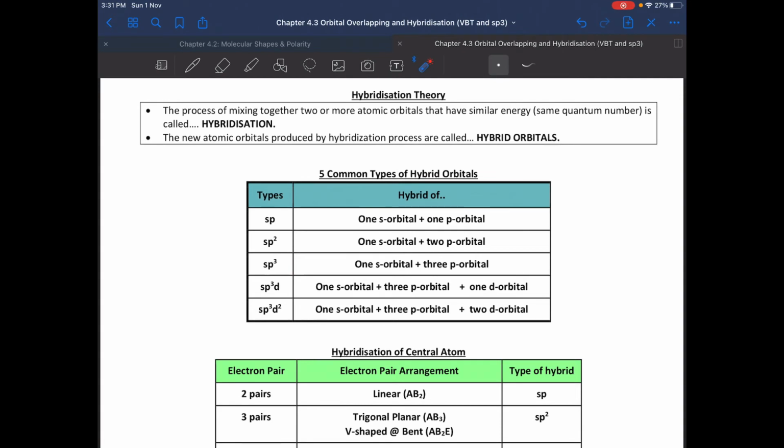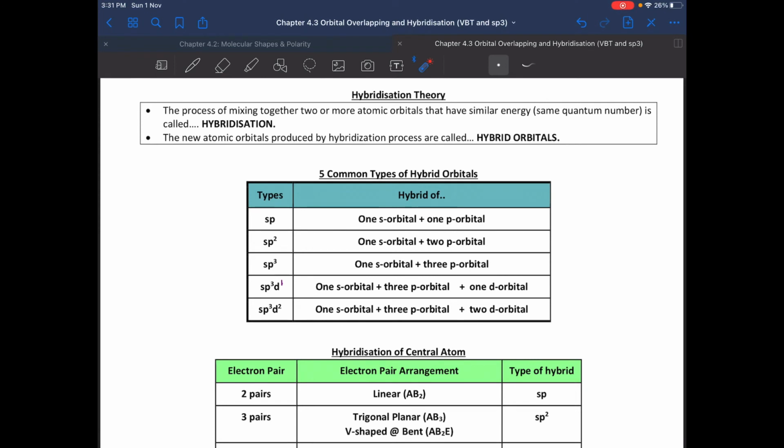And next one, if we mix 1s orbital with 3p orbital and 1d orbital, so we will form sp3d orbital. Okay, so d over here is actually d1 lah, tapi kita tak tulis lah. Okay, and then next one, if we mix 1s orbital with 3p orbital and 2d orbital, kita akan form sp3d2. Okay, so saya tahu mesti ada yang nak tanya, kenapa tak ada sp4 miss? Kenapa tak ada sp4, sp5, sp6?